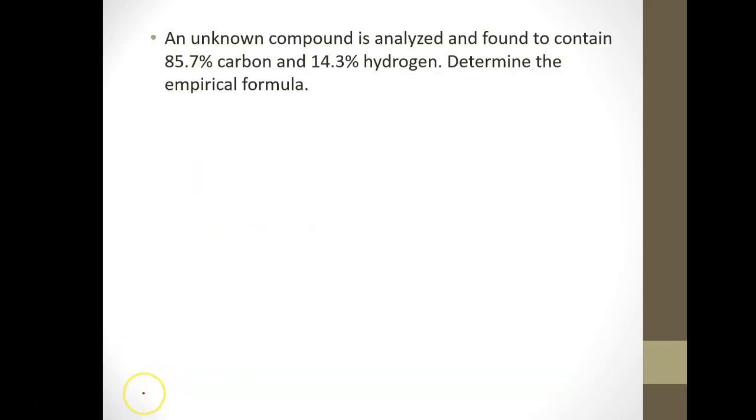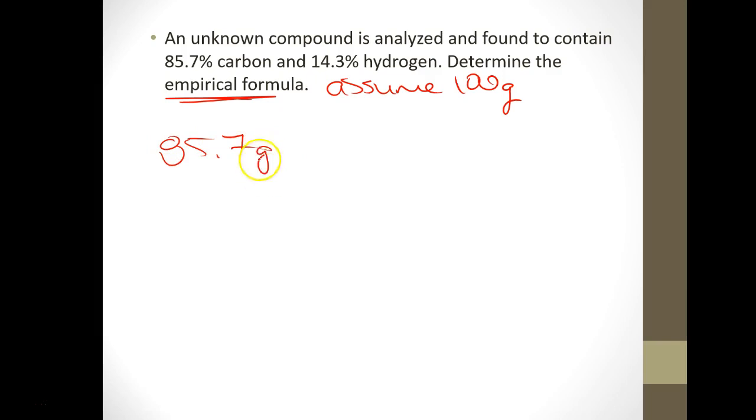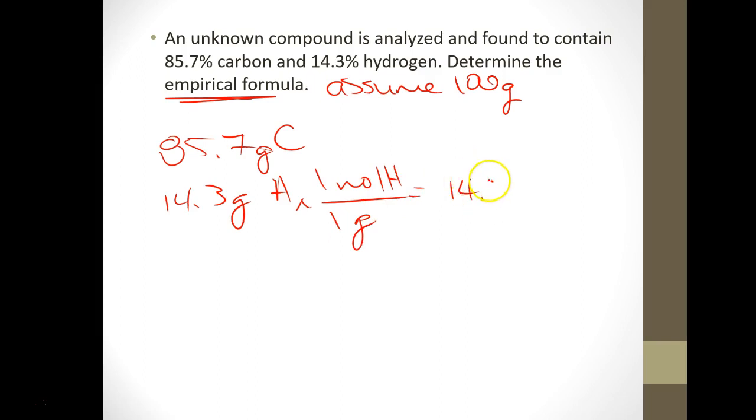Okay, so let's do one more. So 85.7% carbon. So now we need to find the empirical formula. So we're going back. And a lot of times these build on each other like that. So we're going to assume 100 grams. You got 85.7 grams of carbon and 14.3 grams of hydrogen. 1 mole of hydrogen is 1 gram. So just like before, that hasn't changed. Carbon, 1 mole of carbon is 12 grams. I'll do that on my calculator because I don't know the answer to that one off the top of my head.